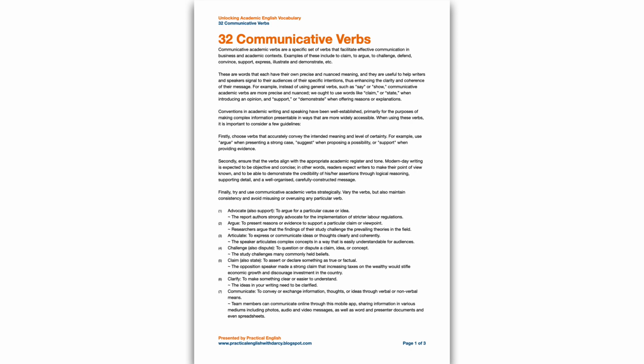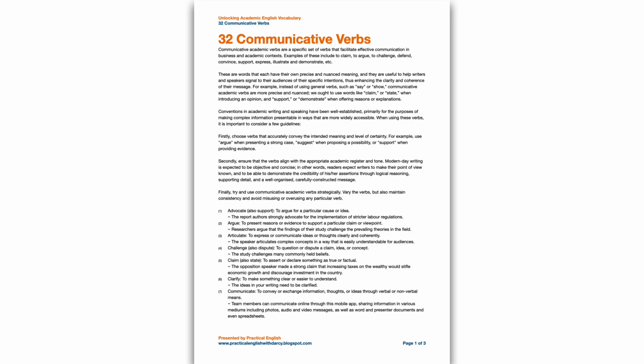For example, instead of using general verbs, such as say or show, communicative academic verbs are more precise and nuanced. We ought to use words like claim or state when introducing an opinion, and support or demonstrate when offering reasons or explanations. Conventions in academic writing and speaking have been well established, primarily for the purposes of making complex information presentable in ways that are more widely accessible.